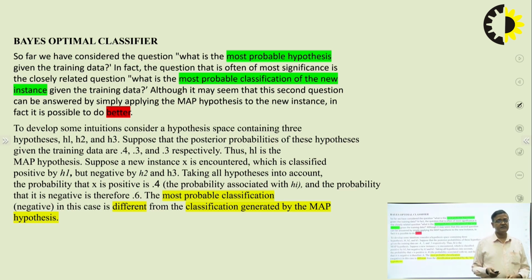So we can see that this classification is different from the classification generated by the MAP hypothesis, because the MAP hypothesis will say that it is a positive example, whereas the Bayes optimal classifier will say that it is a negative example. So the classification for the same example is different in the case of the MAP hypothesis with respect to the classification given by the Bayes optimal classifier.